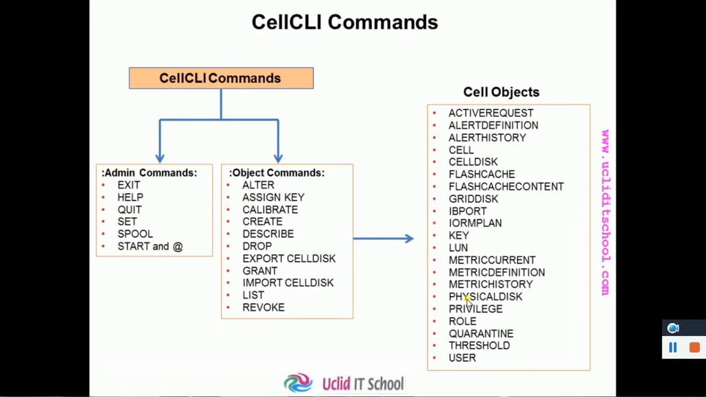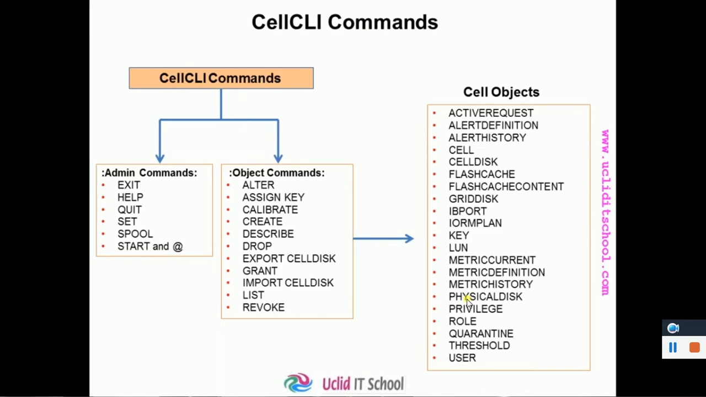So this slide shows you the two categories of Cellcli commands and the Cellcli objects. Cellcli has admin commands and object commands. Admin commands are like your SQL*Plus commands like exit, help, quit, set, spool, start. Okay, so these are not really useful commands maybe.